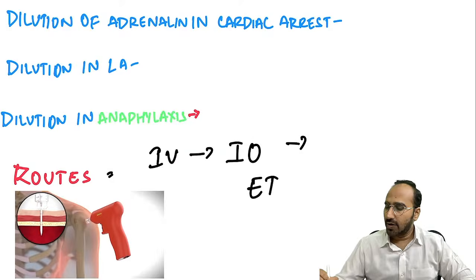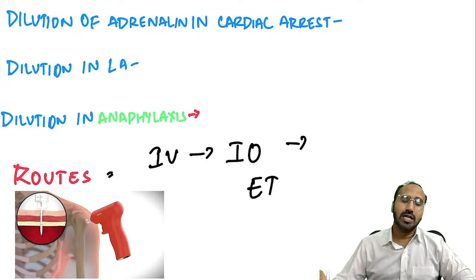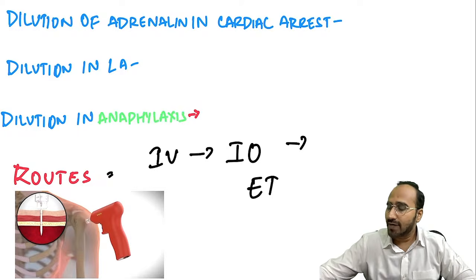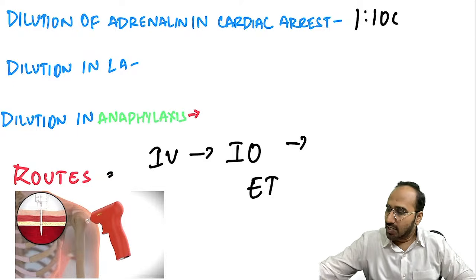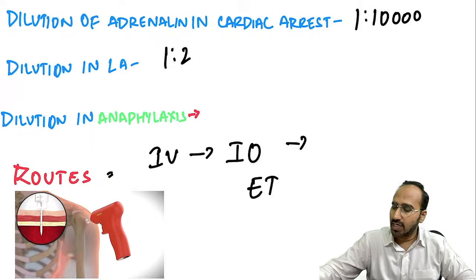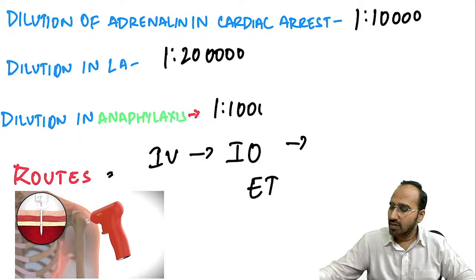Okay. Now, guys, during CPR, the drug of choice that we give to the patient is what, guys? Adrenaline, the drug of choice. And what is the dilution of adrenaline that we give normally to any patient in cardiac arrest? The dilution of adrenaline should be what, guys? It is 1 in 10,000. Okay. In local anesthetic, it is 1 in 2 lakh. For anaphylaxis, it is 1 in 1,000.